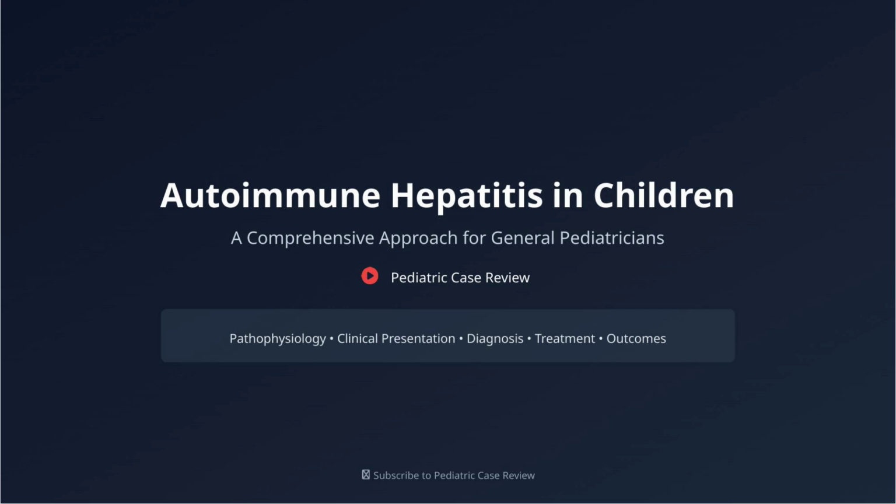Today we'll explore autoimmune hepatitis in children, a chronic inflammatory liver condition caused by immune-mediated injury to hepatocytes. This comprehensive lecture aims to equip general pediatricians with the knowledge to recognize, diagnose, and manage this condition. We'll cover pathophysiology, clinical presentation, diagnostic approach, treatment guidelines, and long-term outcomes through case-based scenarios. Let's enhance our understanding of this important pediatric liver disorder.